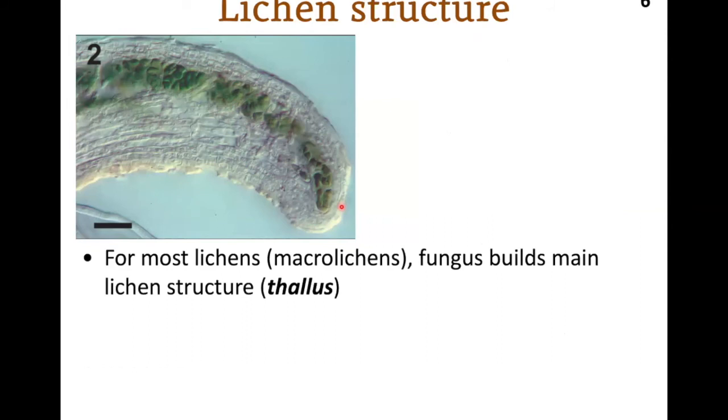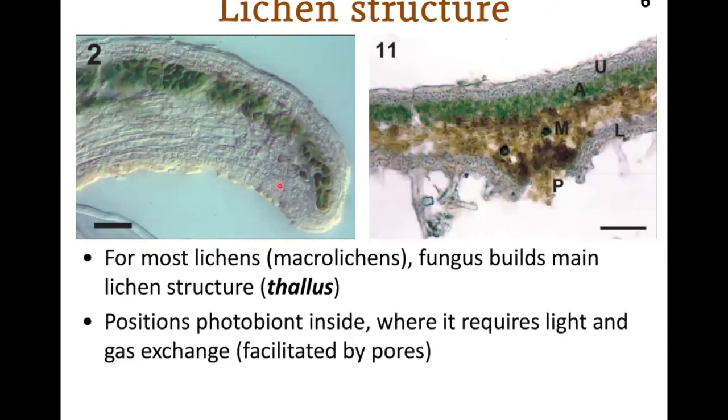And so for these, the fungus builds the main lichen structure, the thallus, as I talked about before. And you can see that in the picture here. And so the white cells are the fungal hyphae, and the green cells obviously are the photobiont. And so the photobiont is positioned inside the lichen, so it's completely surrounded by the hyphae here. And here's another picture over here.